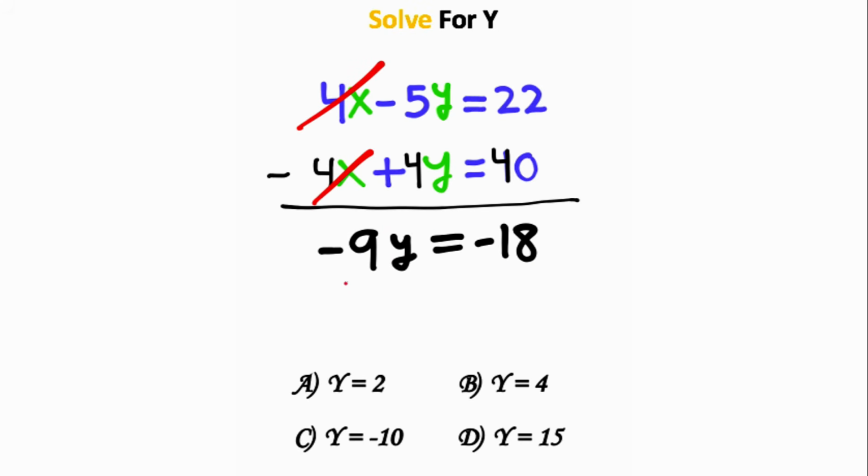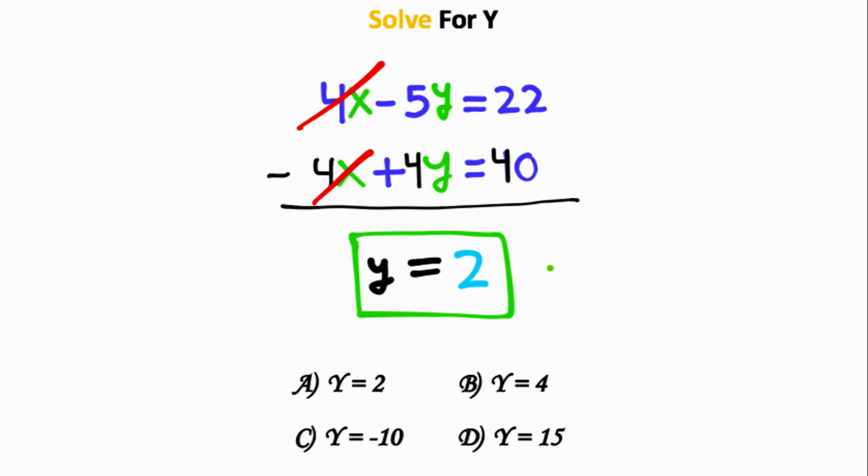So to solve for y, I just need to divide negative 9 on both sides of this equation. The negative 9's will cancel, and then I'll get negative 18 divided by negative 9, which is positive 2. So positive 2 is the solution to this problem, and this matches with option A.